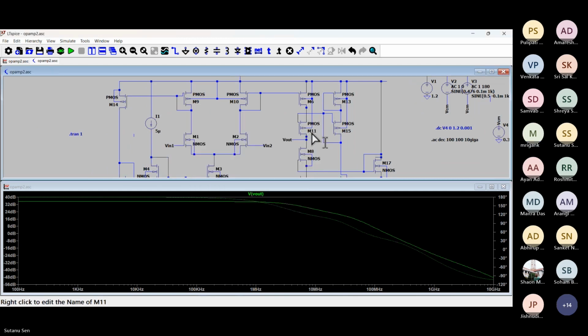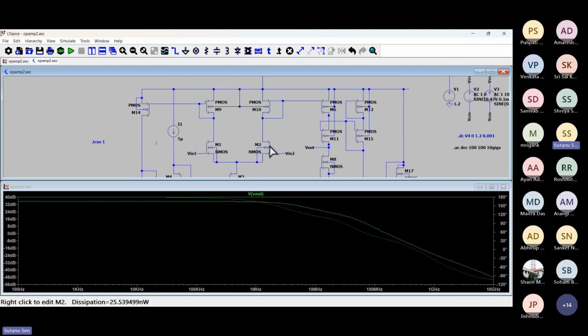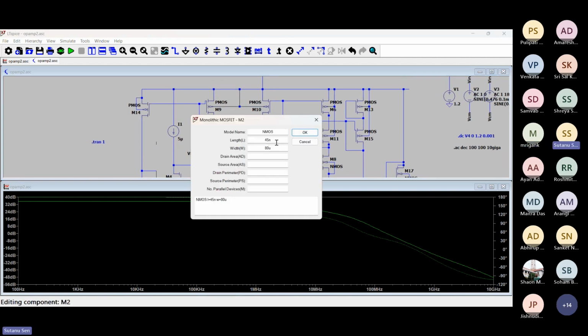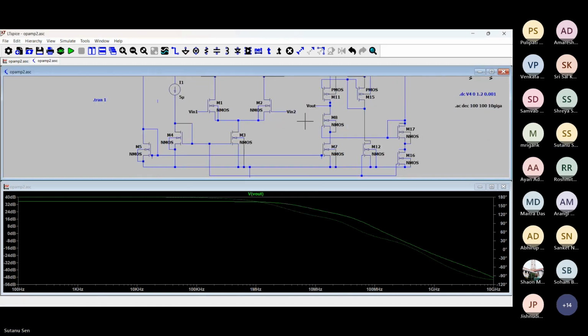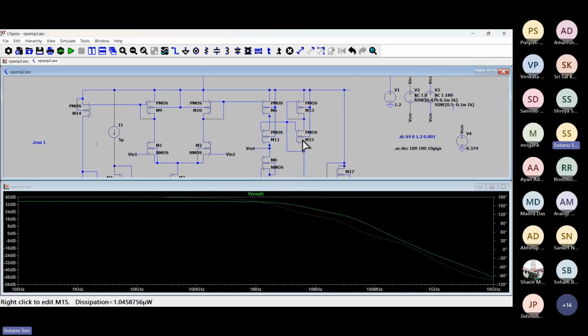Just drop. Yes, it has dropped. So there must be some problem in the sizing somewhere. Check the sizing once again. Yes, sir. This is 45 nano, 80 micro. 41, 80, 20, 50.